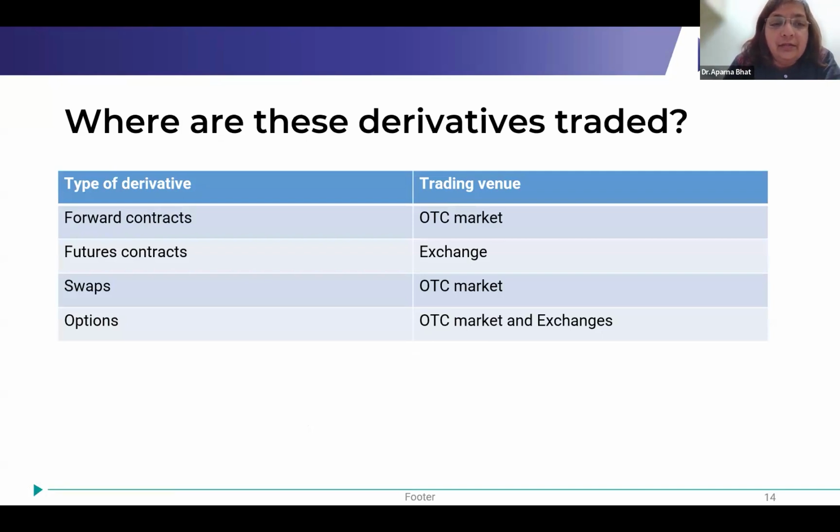Okay. So where are these derivatives traded? In the derivatives market, there are two types of markets. There is something called the OTC market and there is something called the exchange traded market. The OTC market is the one where the transaction is between buyers and sellers directly. Like I said, the forward contract was negotiated directly between the farmer and the company. But when derivatives are traded on an exchange, there is no direct face-to-face negotiation between buyer and seller, because the exchange comes in between. The exchange is known as a central counterparty, because it stands between the buyer and the seller. All these derivatives can be traded either on the OTC market or on the exchange traded market, and some contracts like options are traded on both the venues.